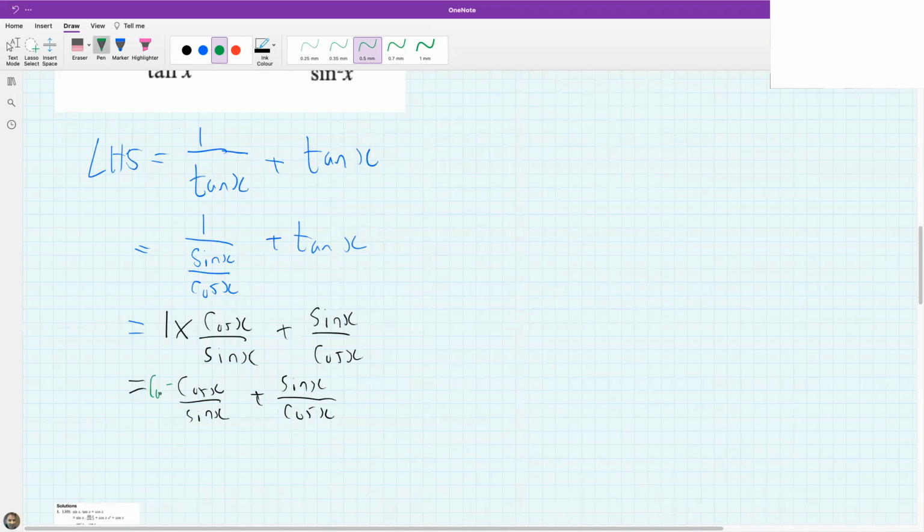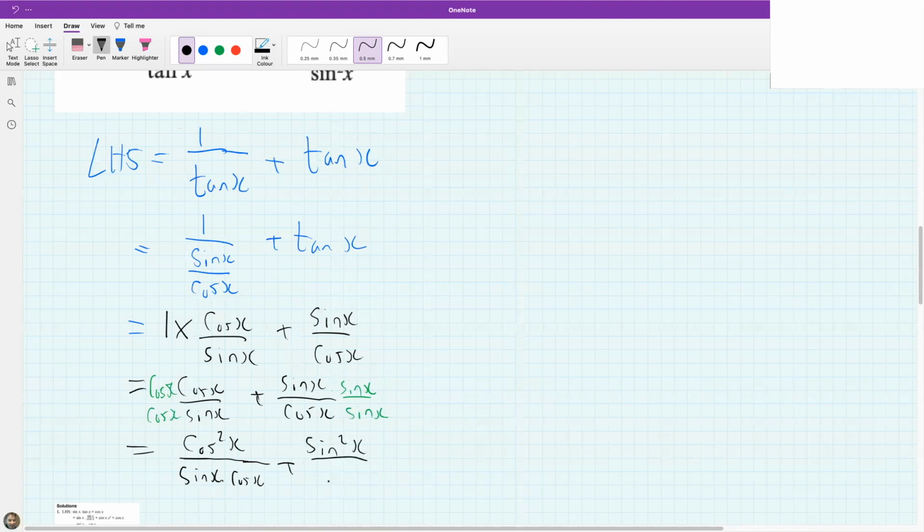I would times this by cos x, and I would times this by cos x, because cos x over cos x is 1. It doesn't change anything. And over here, I would times this by sin x over sin x. Now, what would my next line look like? I suppose this would be cos squared x, and then I'll rewrite this neatly, sine x times cos x. And on this side, I would have sine squared x, and I have sine x times cos x.